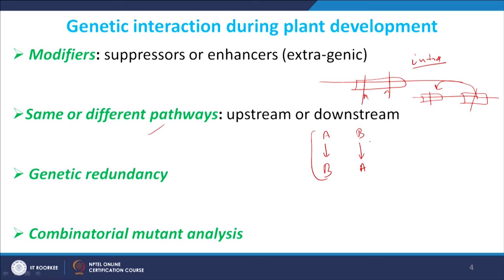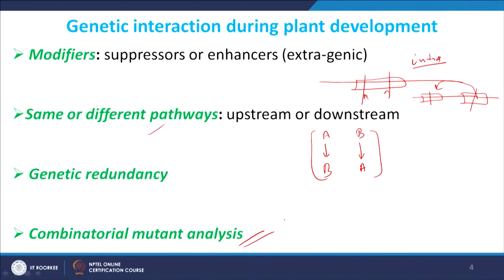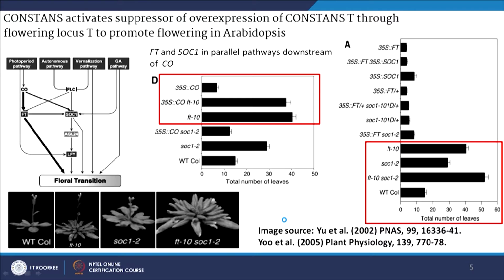So which gene is upstream and which is downstream, and how can you establish this? Again through genetic interaction. The common way of doing it is to make different higher-order, combinatorial mutants, double mutants, triple mutants, and then analyze. Genetic redundancy we will take separately, how to study this. So I will take some examples.